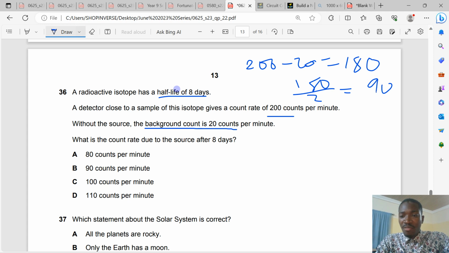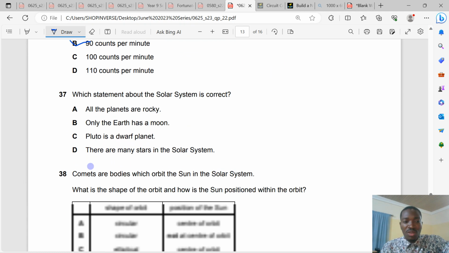So that's what we have after 8 days, 90 counts per minute. The question says, what is the count rate due to the source after 8 days? This is the count rate due to the source only after 8 days. We are not to put background radiation into consideration in this case. So this is what is due to the source after 8 days. That makes B the correct answer to question 36.